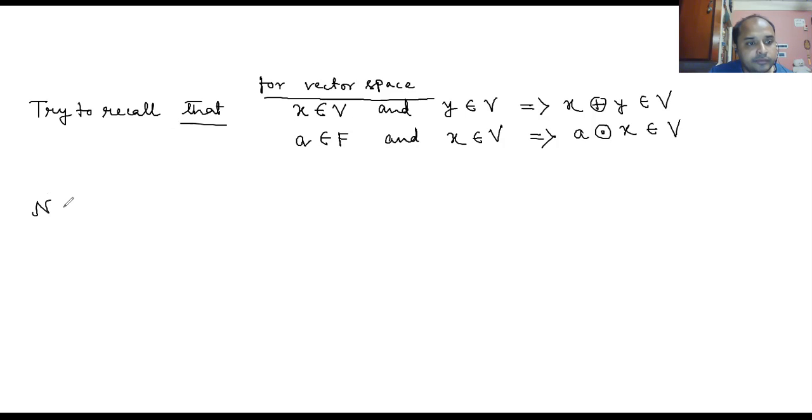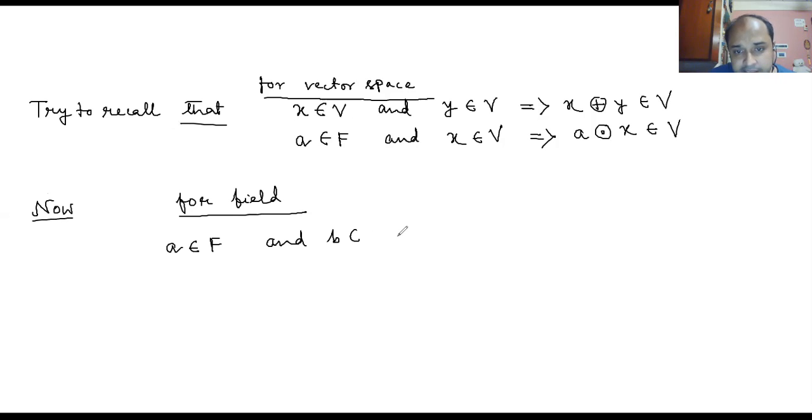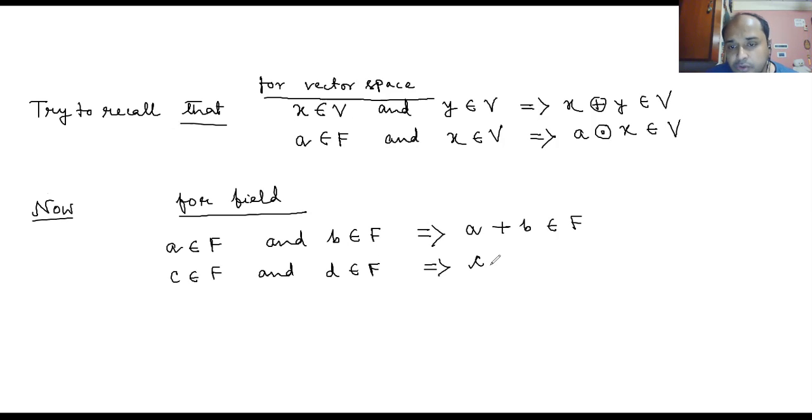Now, for field also, I have written a similar kind of thing. I have written A belongs to F and B belongs to F implies A plus B belongs to F, and C belongs to F and D belongs to F implies C dot D belongs to F. A, B, C, D are arbitrary elements.